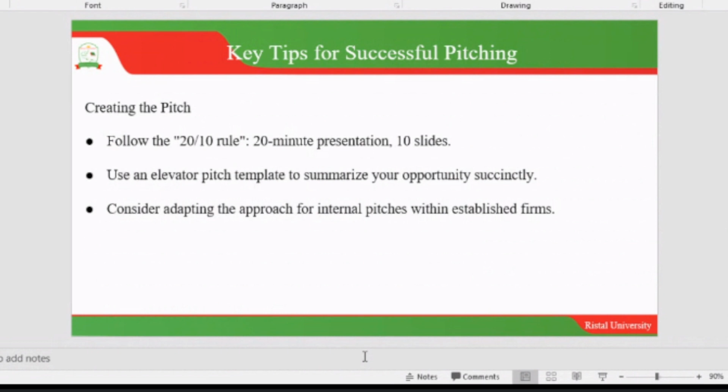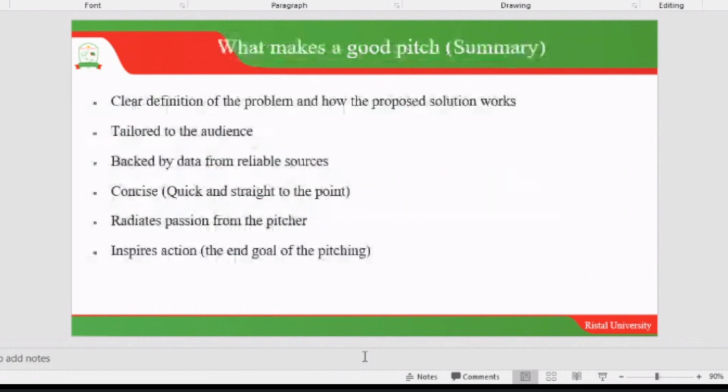Okay. Then also consider adapting the approach for internal pitches within established firms. If you are presenting to an established organization or firm and they have a way they want their pitches to appear, they have a format which they really want you to follow, then you have to follow that format.